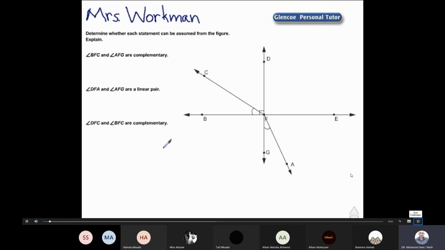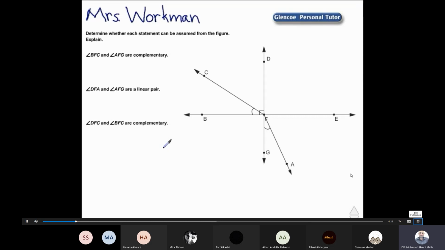Determine whether each statement can be assumed from the figure. Explain. Angle BFC and angle AFG are complementary. Angle DFA and angle AFG are a linear pair. Angle DFC and angle BFC are complementary.